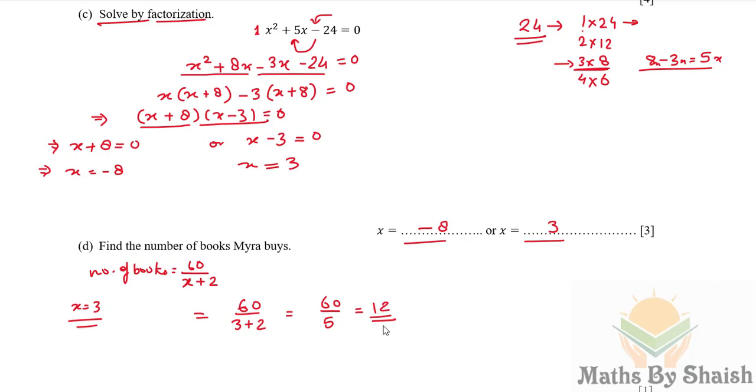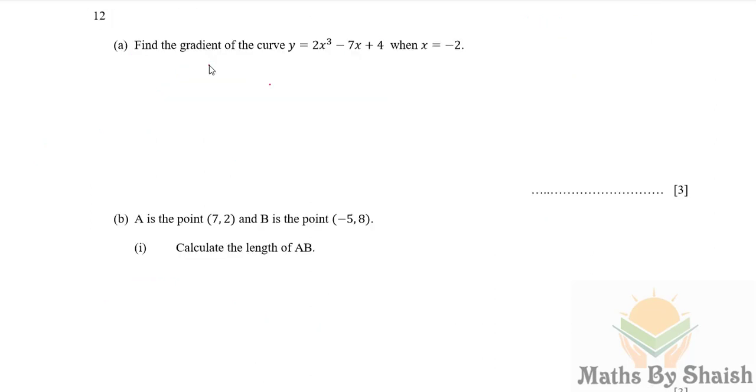Let's discuss the next question now. Here is question number 12, A part. Find the gradient of the curve y equals 2x cubed minus 7x plus 4 when x equals minus 2. So we have the equation of a curve, and hence the gradient would be the derivative of it at that point. So we need to find dy over dx.